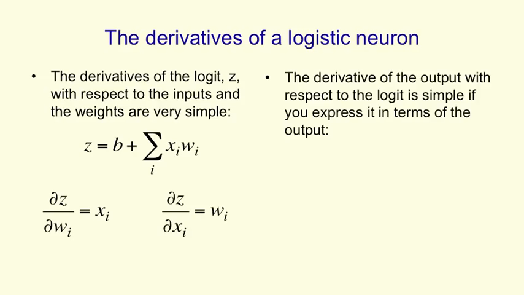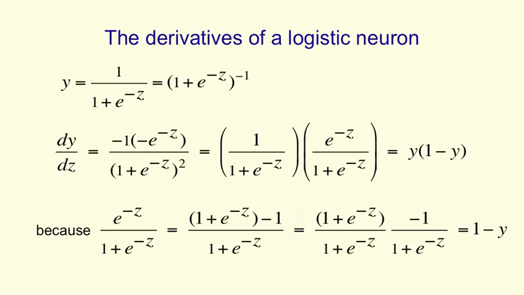The derivative of the output with respect to the logit is also simple if you express it in terms of the output. So the output is 1 over 1 plus e to the minus z, and dy by dz is just y into 1 minus y. That's not obvious. For those of you who like to see the math, I put it on the next slide. The math is tedious but perfectly straightforward, so you can go through it by yourself.